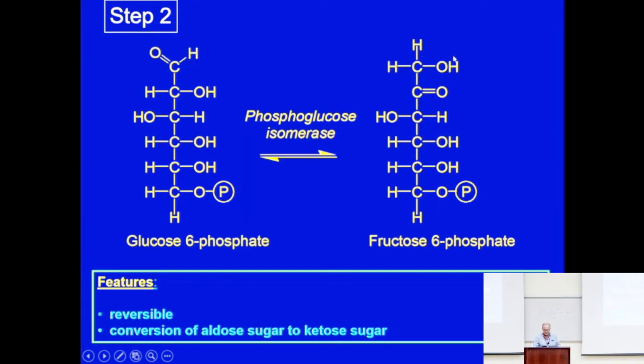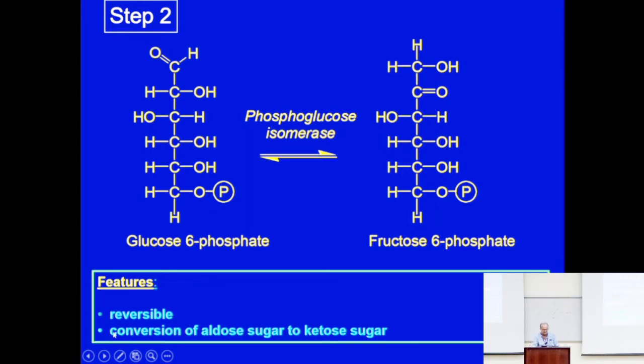So here, I want you just to see what has happened, just so you understand. You went from glucose to fructose by sort of flipping those carbons. You went from an aldose sugar to a ketose sugar. So you moved the carbonyl group to position number 2. The importance of that is it will open up carbon number 1 for the following step. Okay? So this is pretty straightforward.